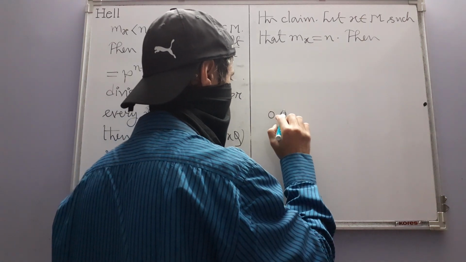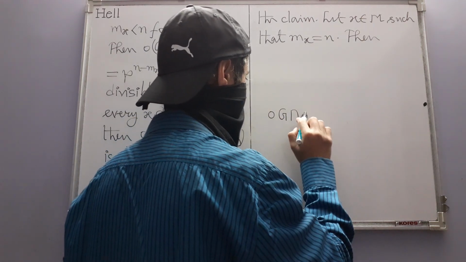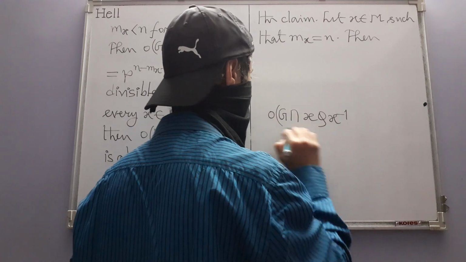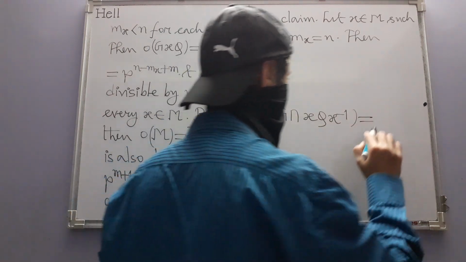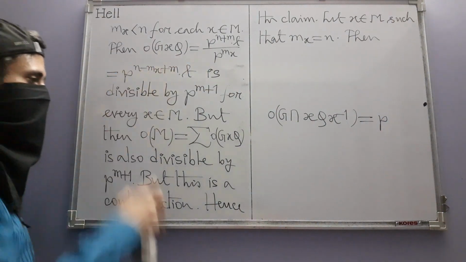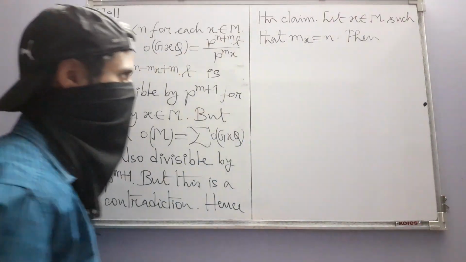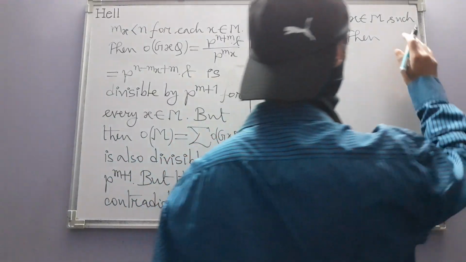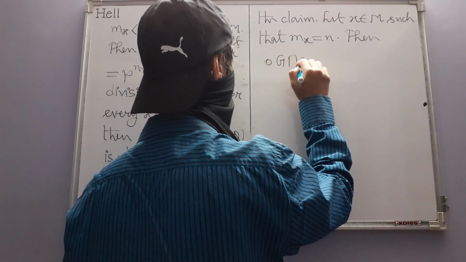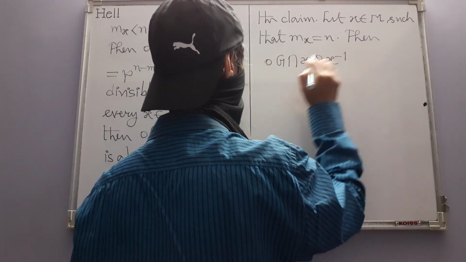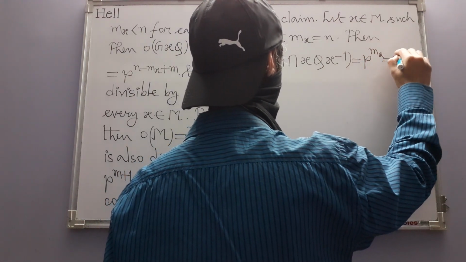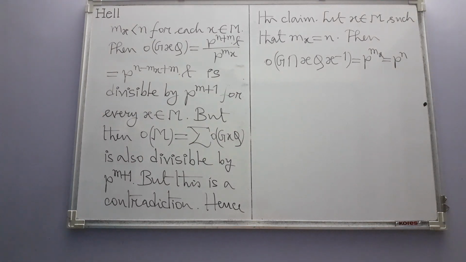Let me just go back to the intersection. G intersection x cube x inverse. We need not go back to this again, but we just need to consider this intersection. Then the order of this intersection is p to the power n.